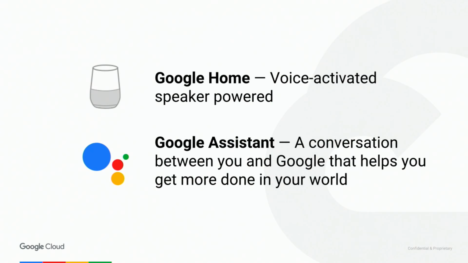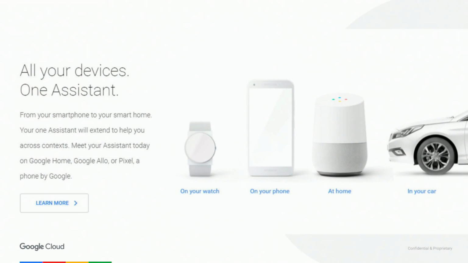So the Google Home, that is the voice-activated speaker. But the magic in this speaker is actually the Google Assistant. And that's the conversation between you and Google that helps you to get more things done in this world. Now, the Google Assistant is integrated not only in the Google Home, but also in your phone. So if you have an Android device with Marshmallow and up, you already have access to the Google Assistant.